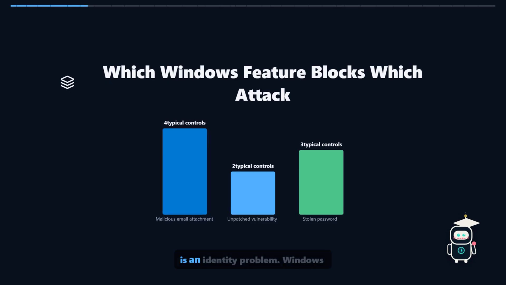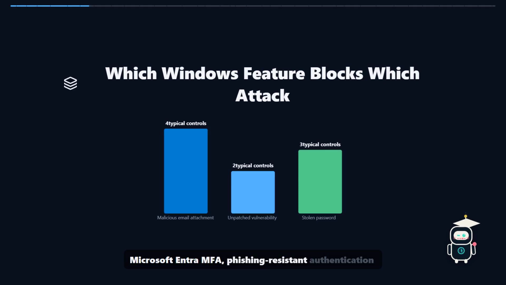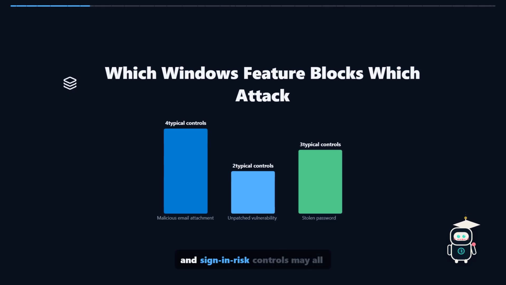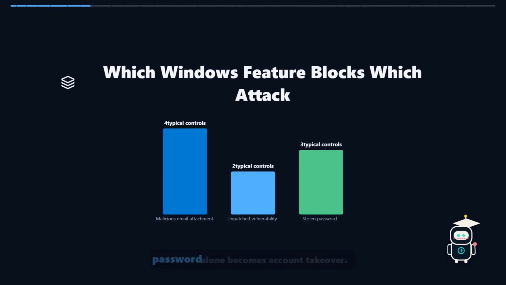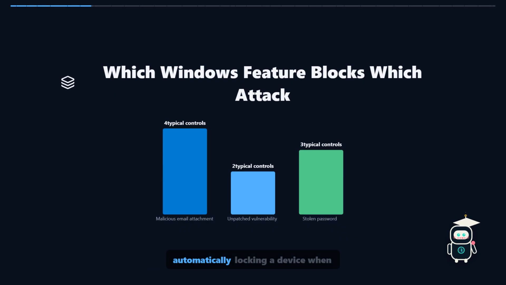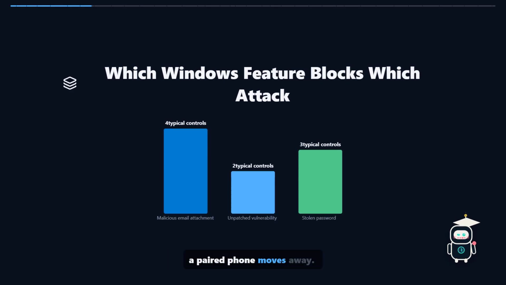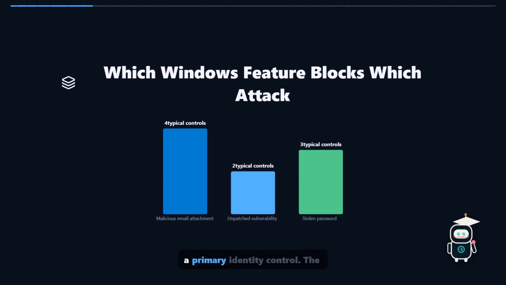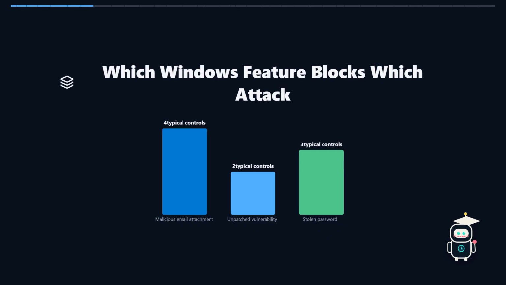A stolen password is an identity problem. Windows Hello can provide device-bound sign-in. Microsoft Entra MFA, phishing-resistant authentication methods, conditional access, password protection, and sign-in risk controls may all reduce the chance that a password alone becomes account takeover. Dynamic lock is useful for automatically locking a device when a paired phone moves away, but treat it as a convenience and physical security feature, not as a substitute for MFA or a primary identity control. The key lesson is to match the control to the attack path.